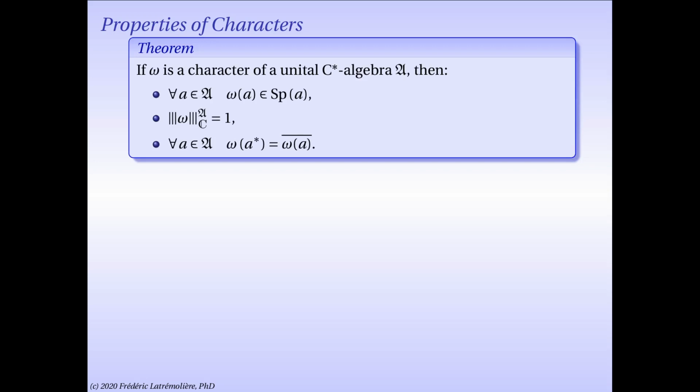And last, I will apply those results to show that indeed for any element A of my C-star algebra, omega of the adjoint of A equals the conjugate of omega of A, which is to say, since we already have that omega is an algebra morphism, that it also intertwines the adjoint, and thus it is a star morphism. It is unital as we observed in the previous slide.